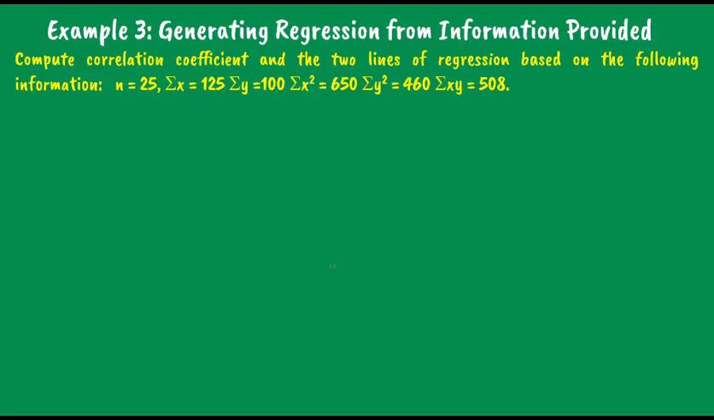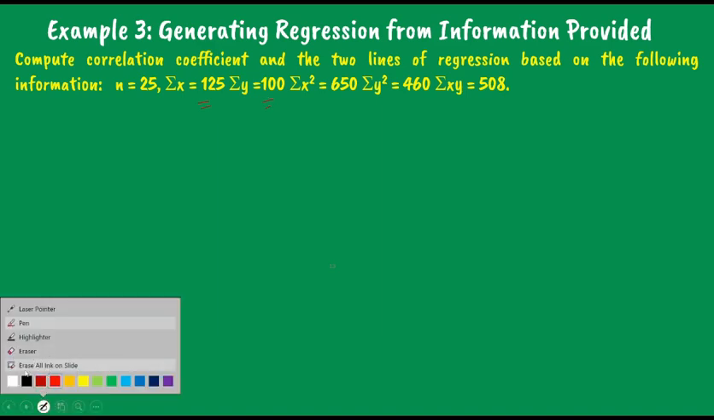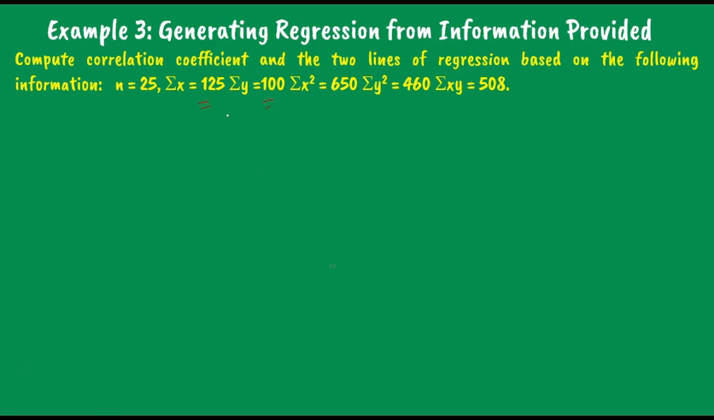Okay, let us now proceed to the next one. Another example: some of the values, x bar, y bar, sigma x, sigma y, are not given, but the column totals are: summation x, summation y, summation x square, summation y square, and summation xy. These values are given to us. We are also given that n equals 25.